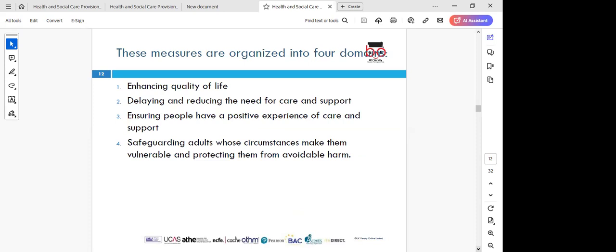The measures are organized into four domains. One, enhancing quality of life. Two, delaying and reducing the need for care and support. Three, ensuring people have a positive experience of care and support. Four, safeguarding adults whose circumstances make them vulnerable and protecting them from avoidable harm.